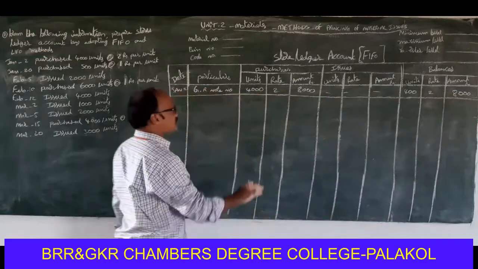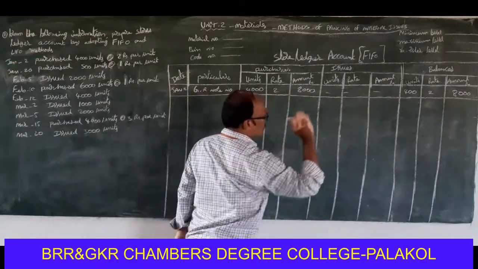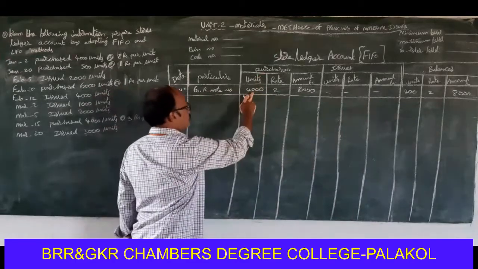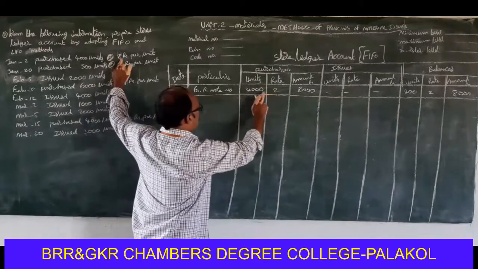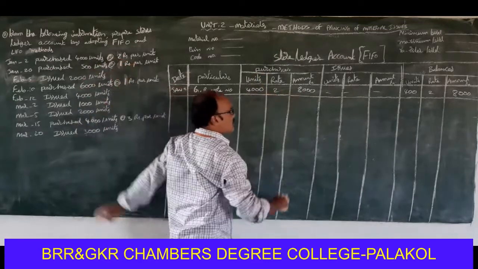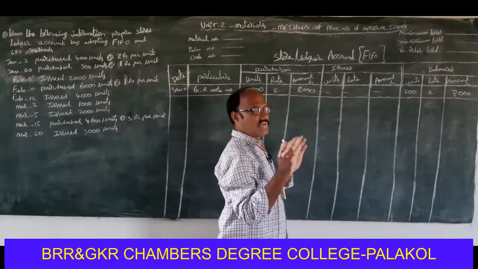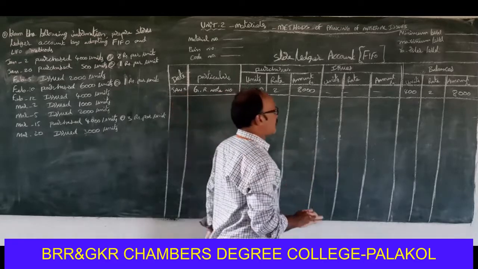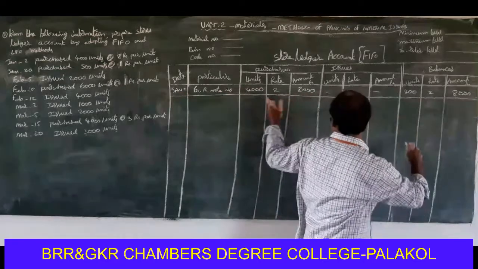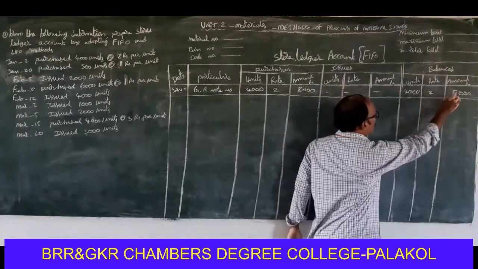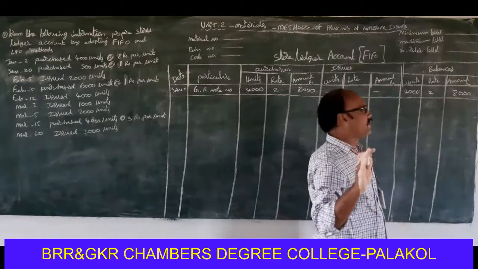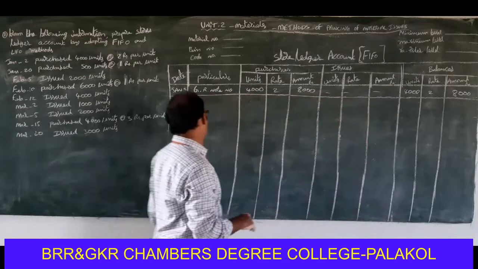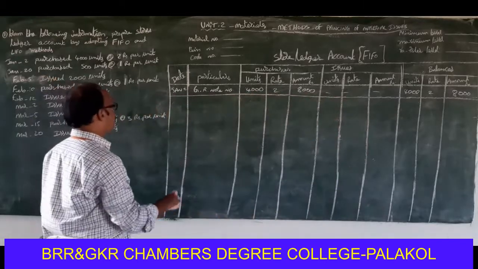Once again, this is the purchases, this is the issues, and that is the balance. January 2nd, how many units are purchased? 4,000 units at the rate of 2 rupees per unit. 4,000 into 2 is equal to 8,000 rupees. That amount worth of goods is available in stores as on 2nd January. So the balance is 4,000 units at the rate of 2 per unit, 8,000 worth of goods at the end of January 2nd. January 2nd over.